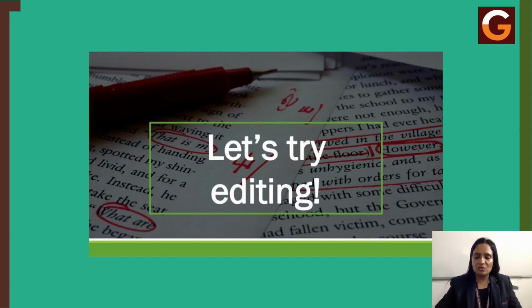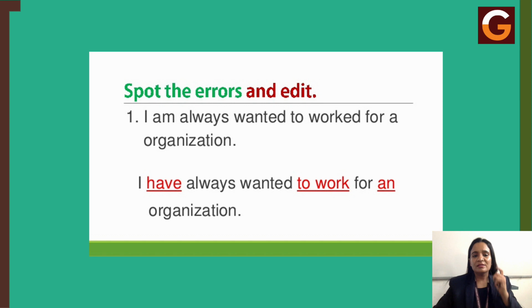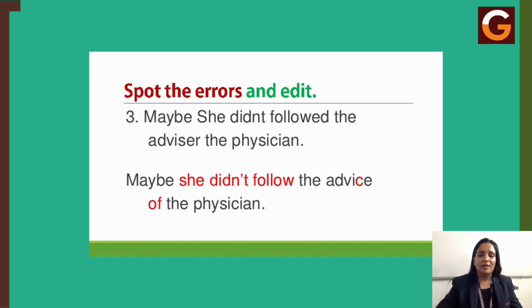Now let us try a few editing passages or editing statements. See, spot the errors and edit. "I'm always wanted to work for an organization." So we know how this could be corrected. "I have always wanted to work for an organization." "She didn't follow the advice of the physician." So these are a few mistakes that could be easily corrected after proofreading.